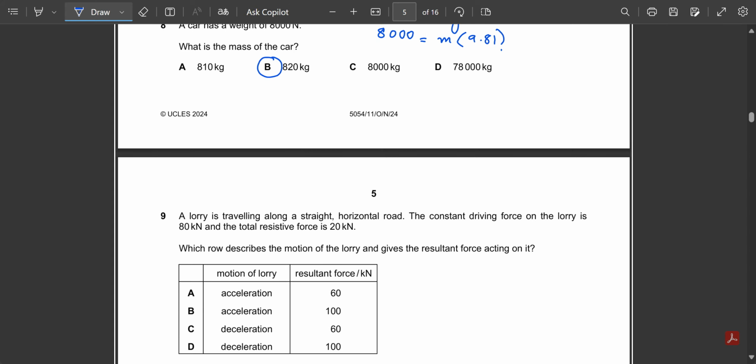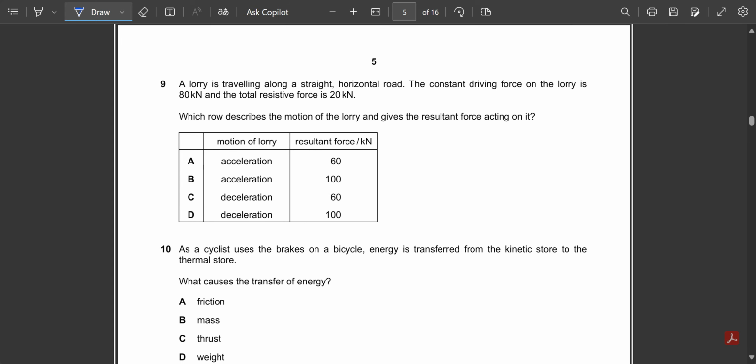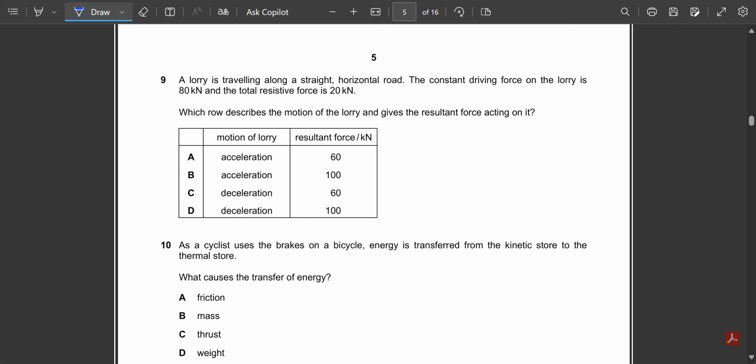Now let's move on to question number 9. A lorry is traveling along a straight horizontal road. The constant driving force on the lorry is 80 kilonewtons. Total resistive force is 20 kilonewtons. Describe the motion. Since resistive force is less and driving force is greater, there should be acceleration, and the resultant force should be 80 minus 20, that is 60.